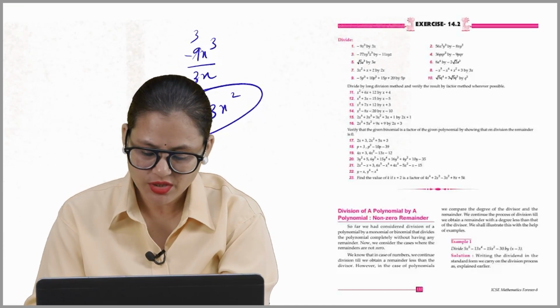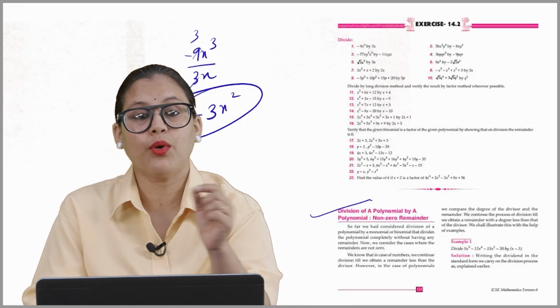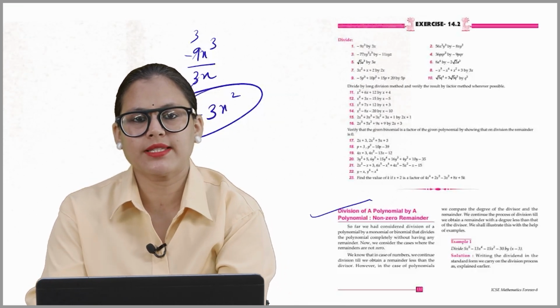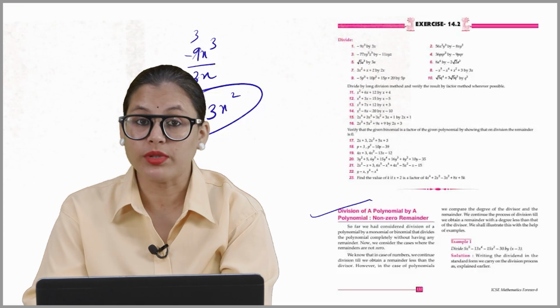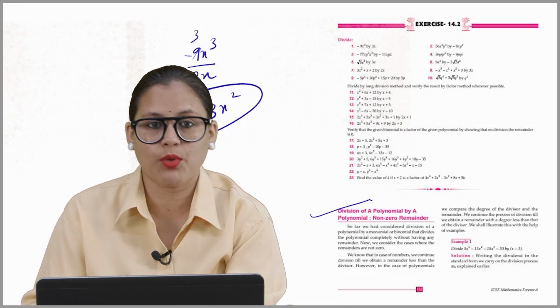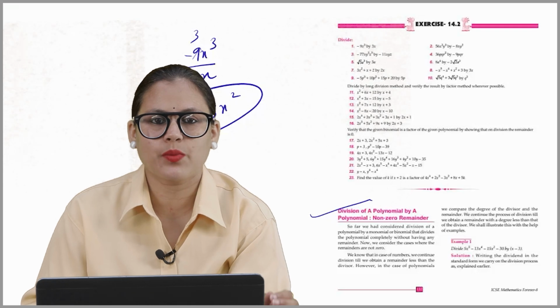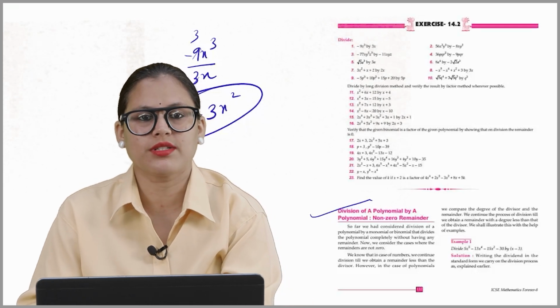Next, division of a polynomial by a polynomial, but this time with non-zero remainder. So far, we had considered division of a polynomial by a monomial or binomial that divides a polynomial completely without having any remainder. Now, we consider the cases where the remainders are not 0.